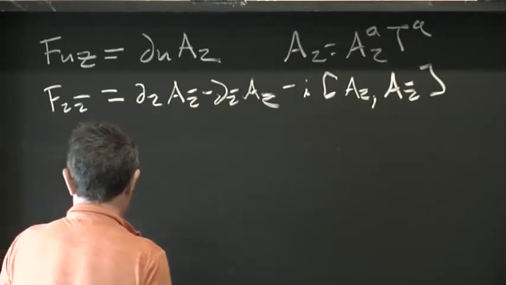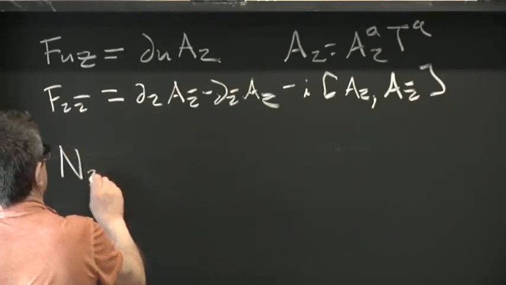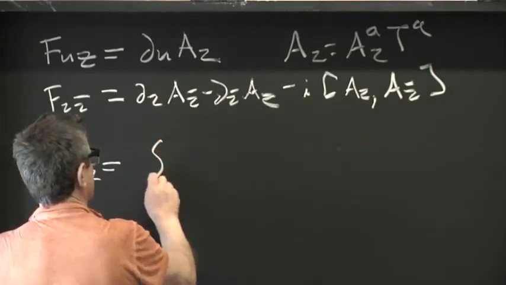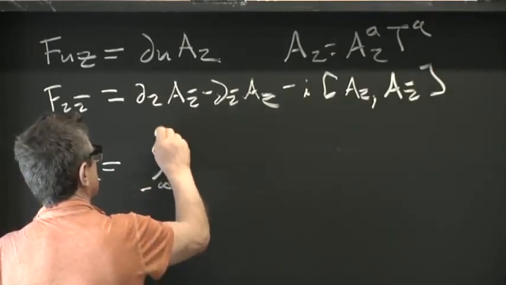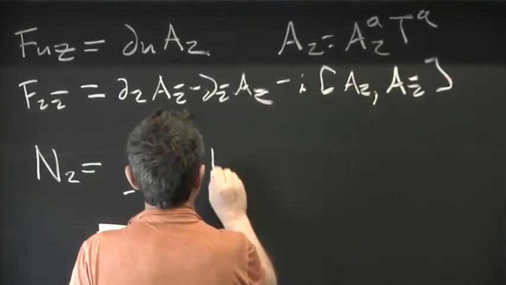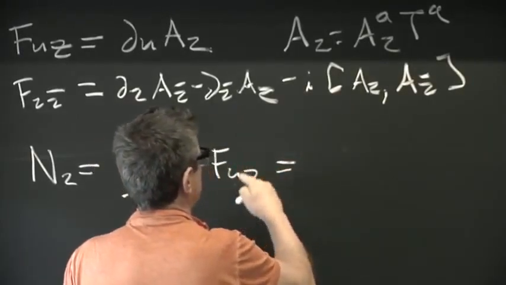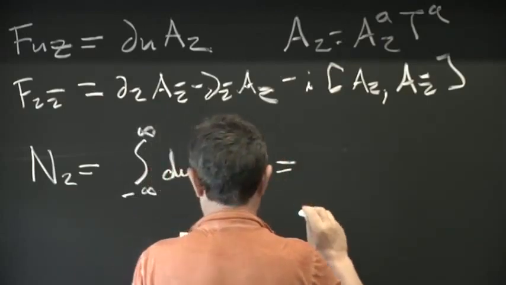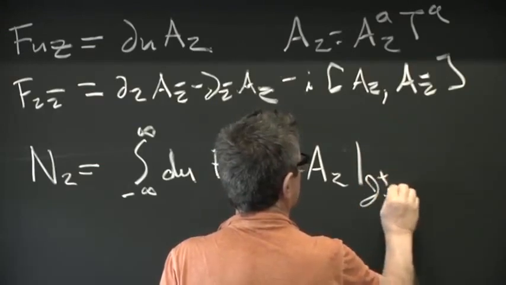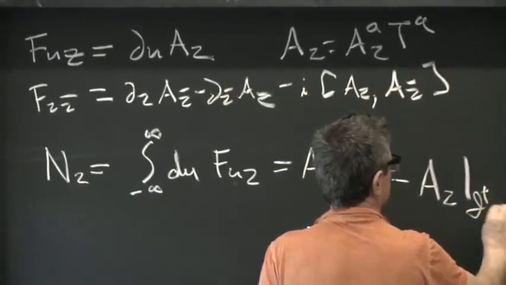And then we defined the analog of the soft photon operators, the soft gluon operators, one on scri plus, which is the integral du F_uz, which, with the boundary condition that A_u goes to 0 at infinity, just becomes A_z at scri plus plus minus A_z at scri plus minus.